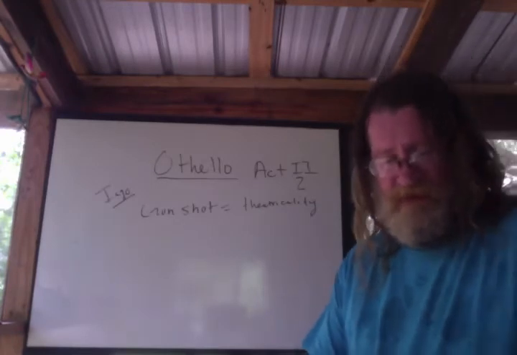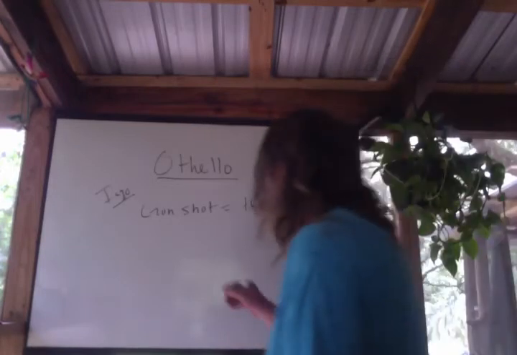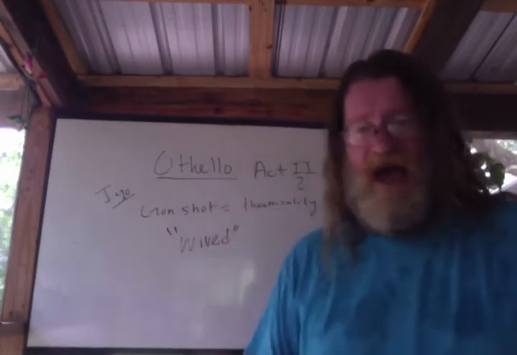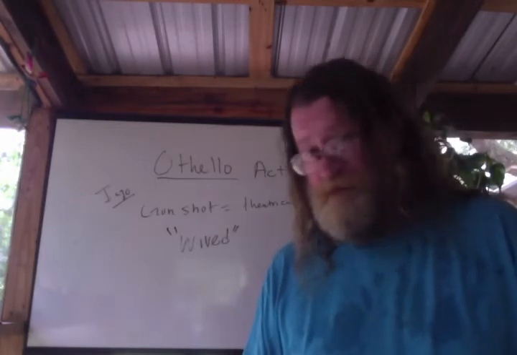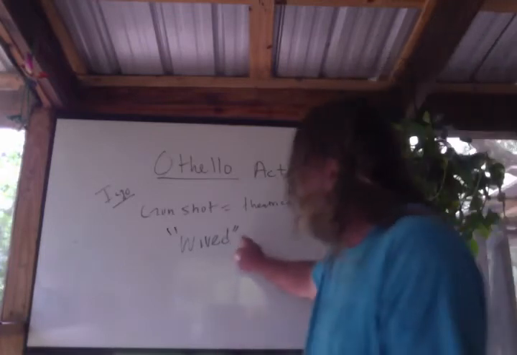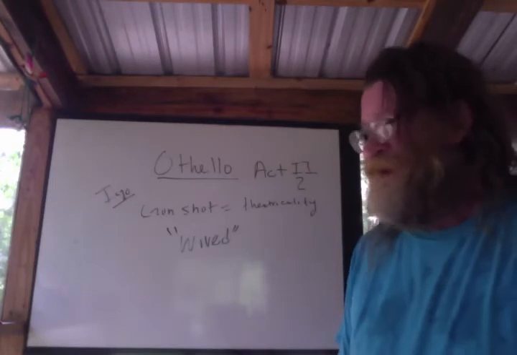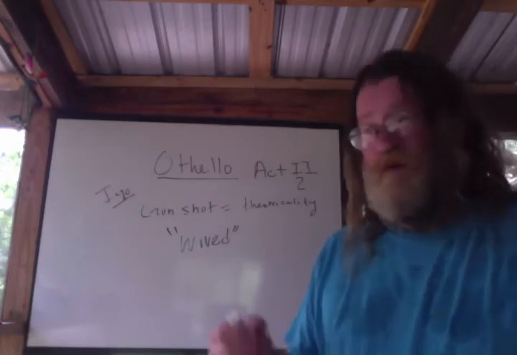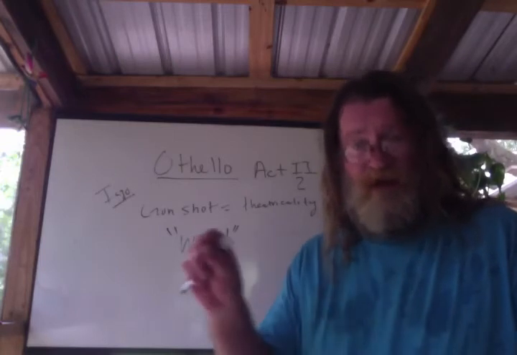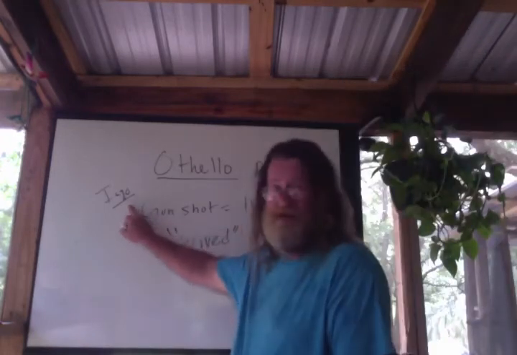And Montano says, in the side talk, but good lieutenant, is your general wived? Is Othello wived? Can you imagine? I mean, maybe you're wived if you're listening to me, or maybe you're husbanded. But this second gentleman is asking about the marital status of Othello, which has nothing to do with the plot or with the action that's taken place. Who would care whether a general is married or not married? But the plot of this play has everything to do with his marriage, because Iago is going to destroy this marriage.